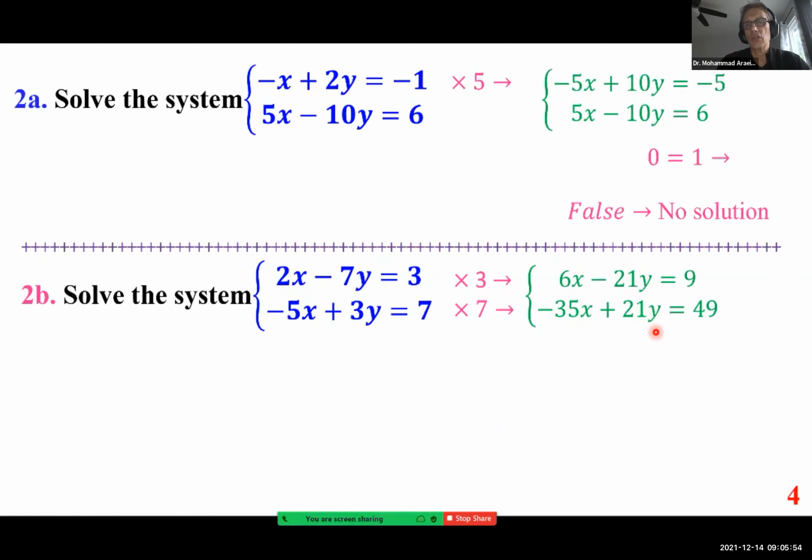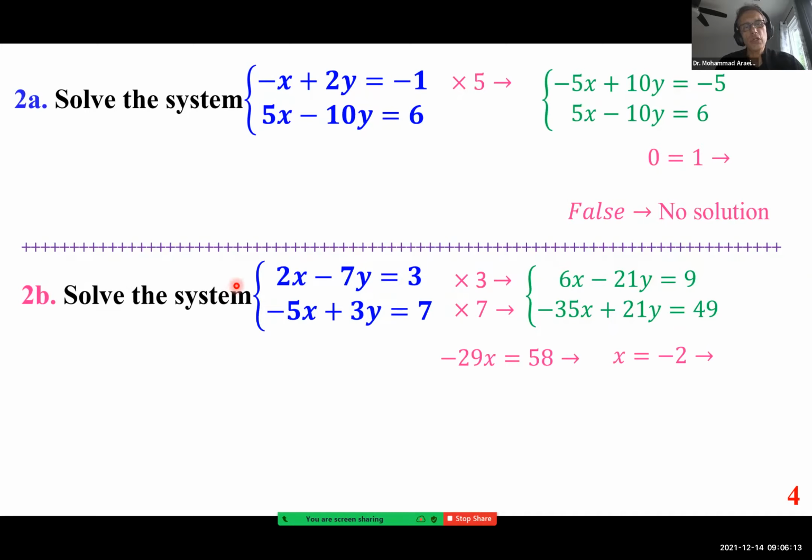And when we do that, it gives us the new equations, in which case we notice they cancel each other and therefore there is no more y. So we add up 6x and negative 35x. That gives us negative 29x and the right side 58. Divide by negative 29, x becomes negative 2.